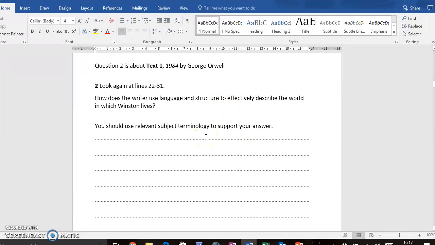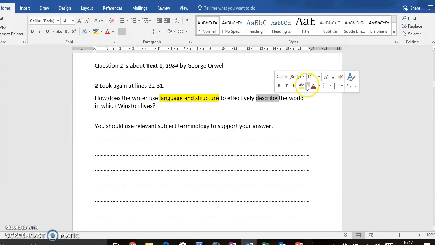So straight away, I'm always thinking, what are the keywords in this question? So obviously, it's language and structure. And as always, you need to refer to them equally in order to be getting really decent marks for this question. So always try and look for quotations where you can do both. It just makes your life easier.